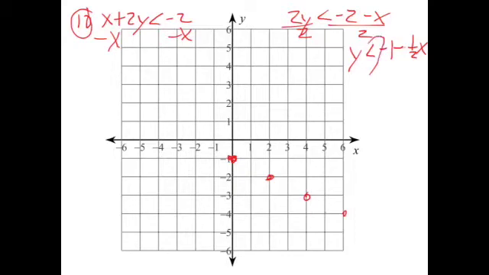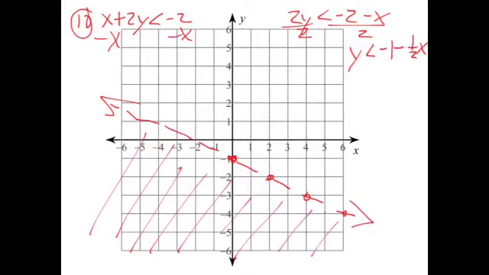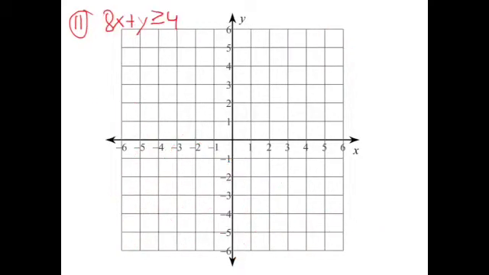And this says that y is strictly less than, so it's not equal to. I'm going to use a dashed line to connect. Whoa, that curved way wrong there. So I got my line, and this says less than, that's down below a line. So we're going to shade on this side of our dashed line. And that one's done. Moving on to 11.